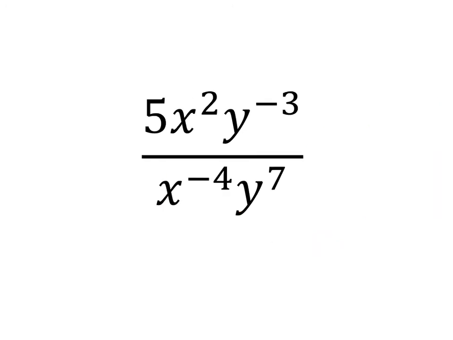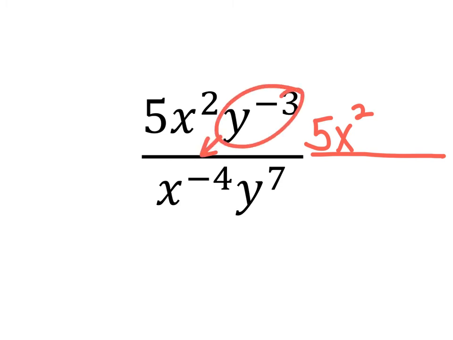Here we go again. Draw that line. Before we even try to start simplifying, let's get rid of all these negatives. So the 5 stays. The x squared stays. The y to the negative 3 goes down. So I'm going to go ahead and put it here.